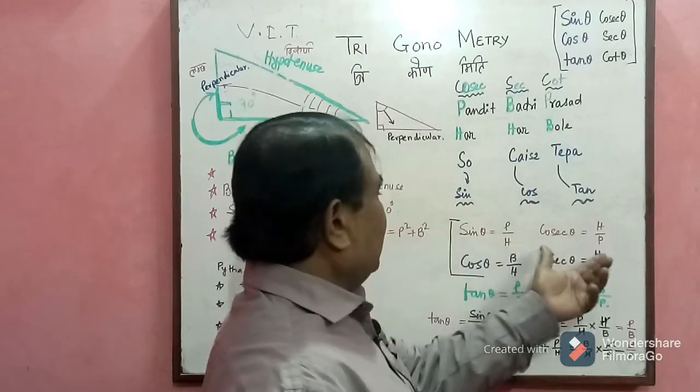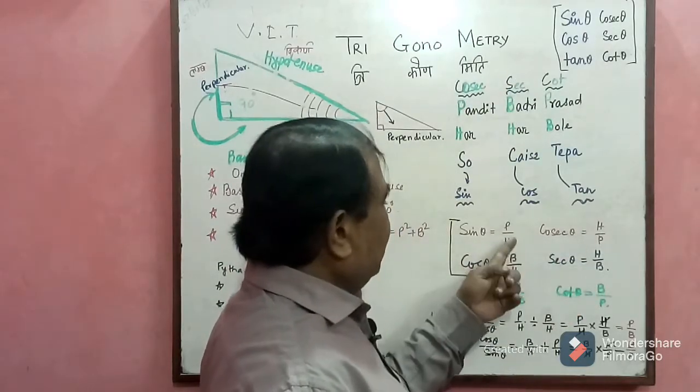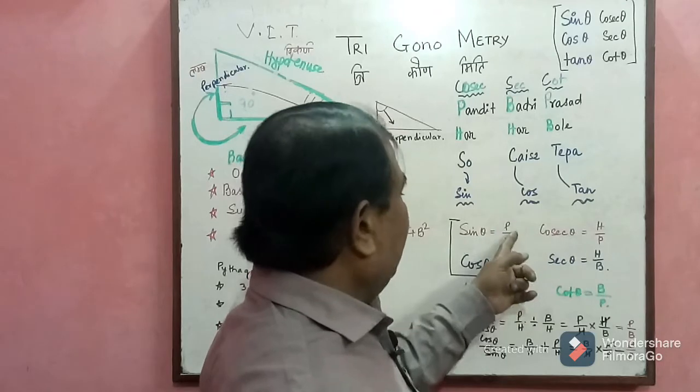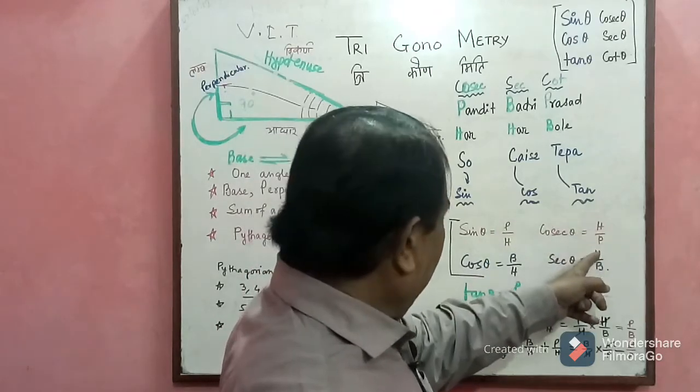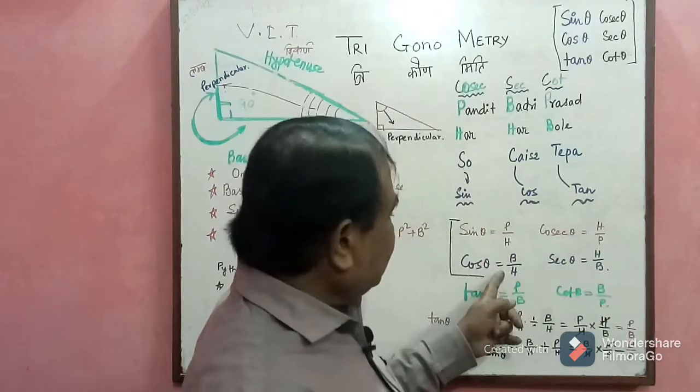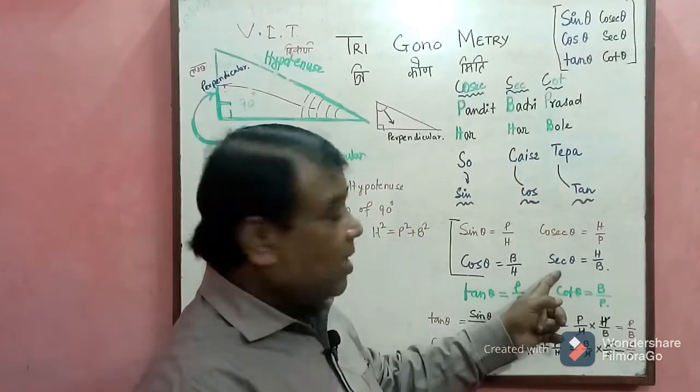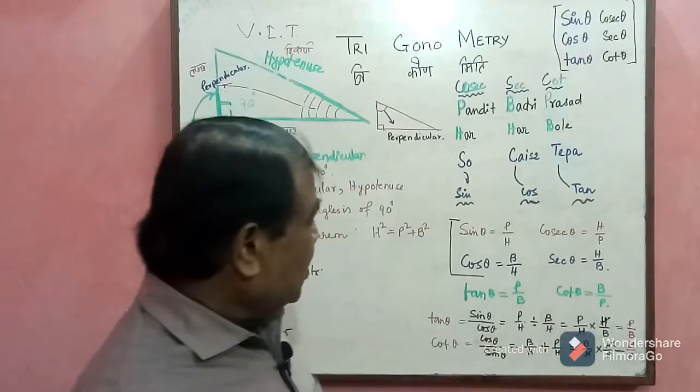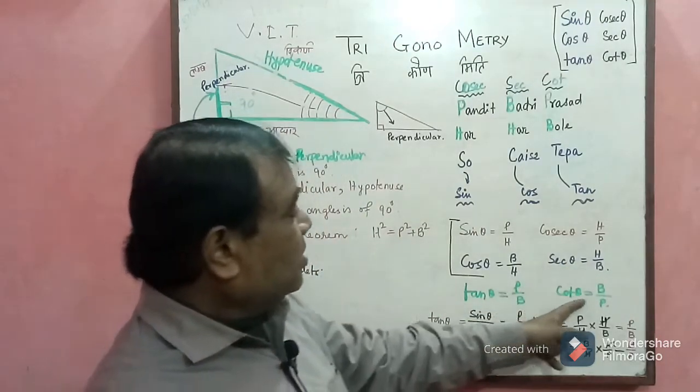Here we have this one. Sin theta is P upon H, cosec theta is the inverse of this, H upon P, cos theta is B upon H, sec theta is H upon B, tan theta is P upon B, cot theta is B upon P.